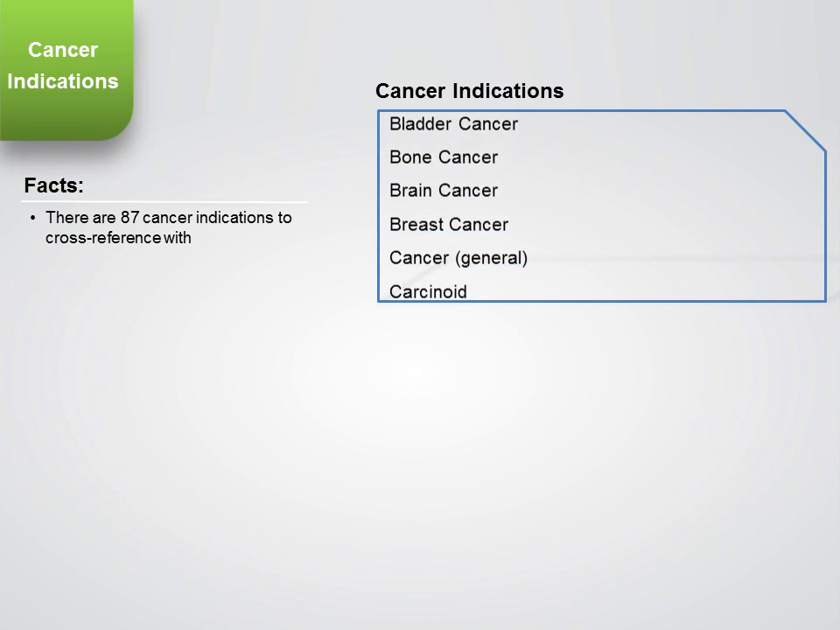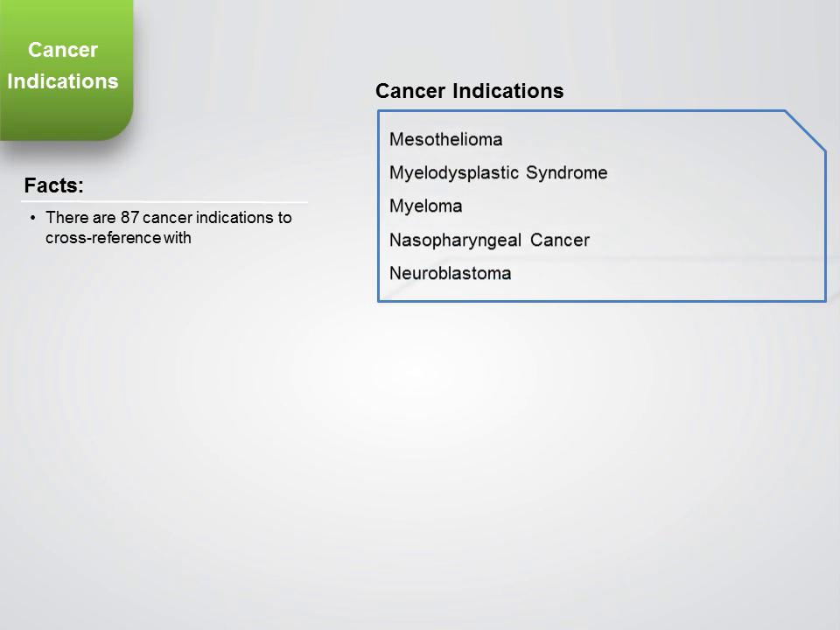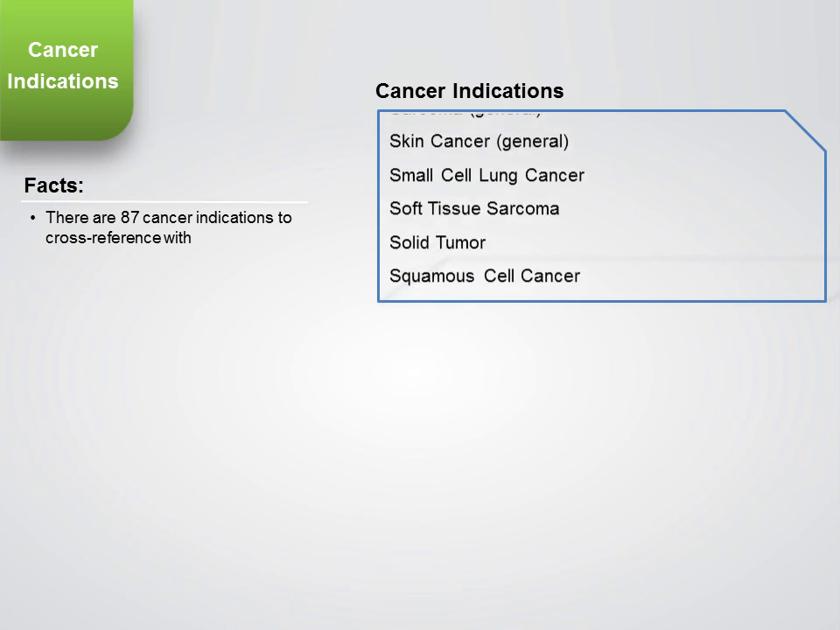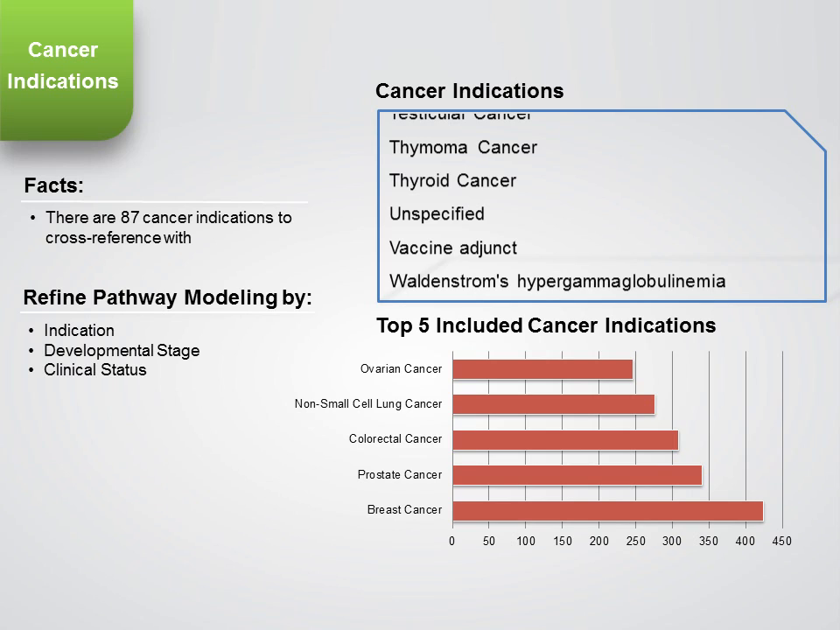There are 87 cancer indications, which are being scrolled through in the window to the right. The top 5 included cancer indications are breast cancer, prostate cancer, colorectal cancer, non-small cell lung cancer, and ovarian cancer. You can use the indication to refine your pathway modeling by selecting specific indications by their developmental stage or clinical status.